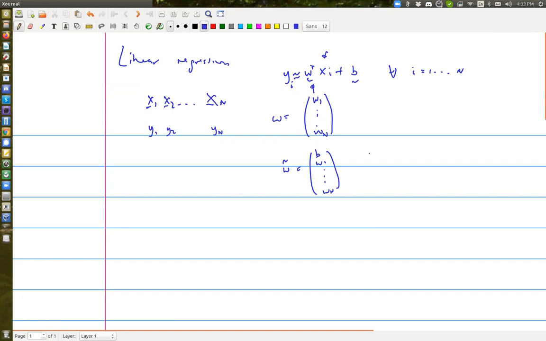Instead of xi here, I have a new xi, which just pads a one. So xi tilde is xi, which is a vector, padded with a one. Then in this case, this thing is shortened into W tilde transpose multiplied by x tilde i.